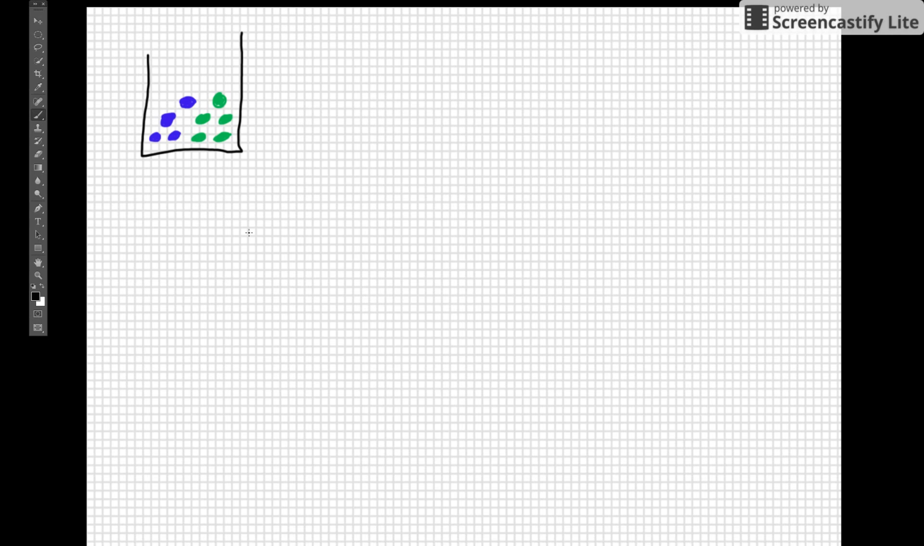So I'm going to base this off an example in the book. And let's imagine what we have here is some sort of container and it has some marbles in there. It has some blue marbles and some green marbles. There are 4 blue marbles and 5 green marbles.